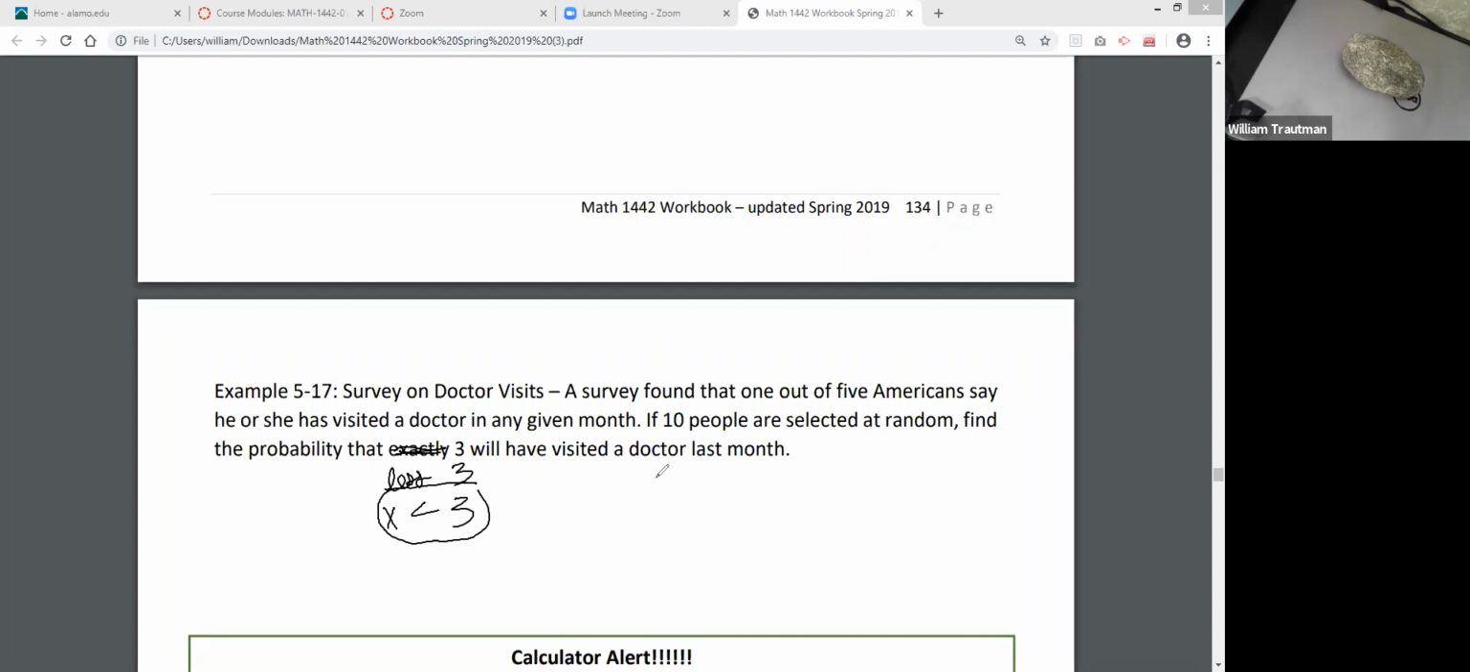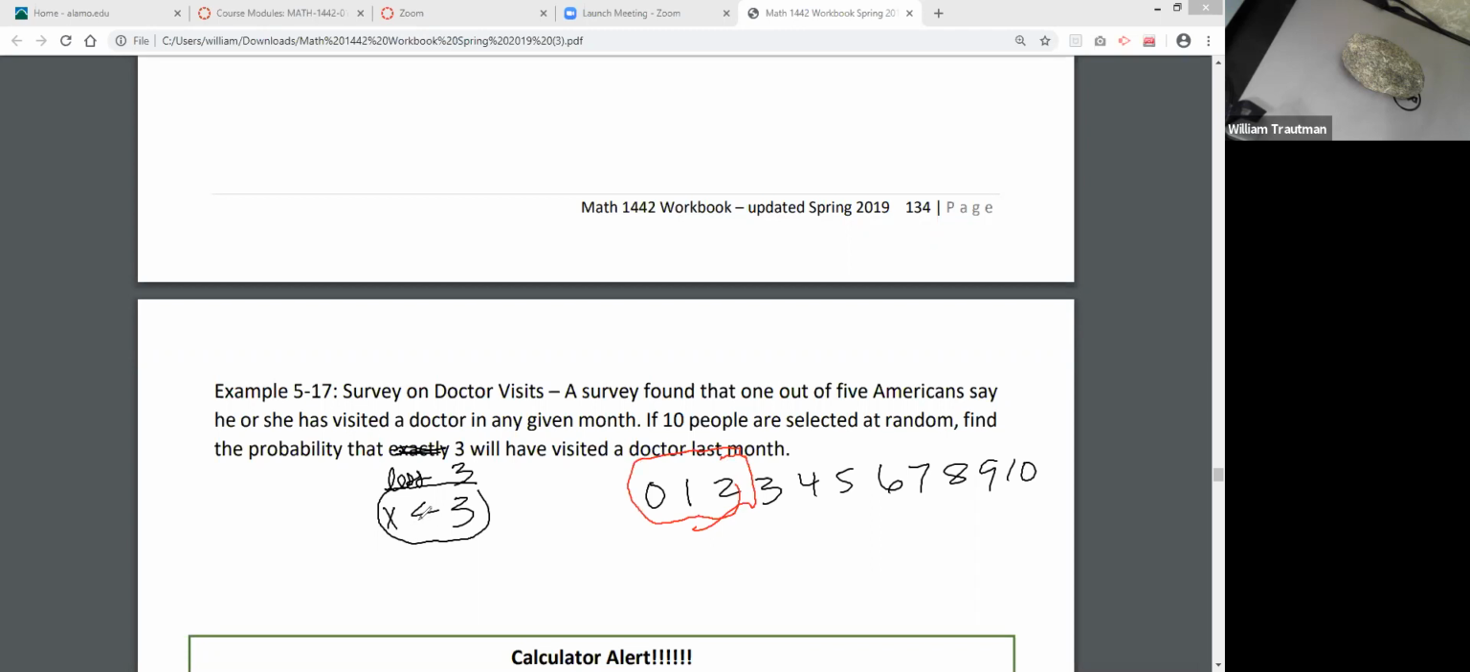Now, if I have 10 people, 0 people could go to the doctor. 1, 2, 3, 4, 5, 6, 7, 8, 9, or 10 people can go to the doctor. When I say less than 3, which ones are less than 3? Which of these numbers are less than 3? You guys are sleeping, aren't you? 0, 1, and 2. These are the ones that are less than 3.